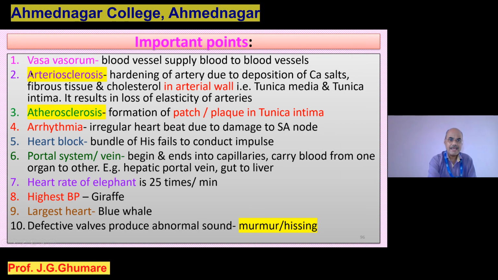This is called arteriosclerosis. While if the plaque formation takes place in tunica intima, this is called atherosclerosis. Okay. Now maybe we'll have a situation called arrhythmia, irregular heartbeat due to the damage to the SA node. You must be knowing the famous personality with a problem of SA node, corrected with a machine fitted somewhere here in the neck region or below the skin, and the connection is given to the SA node.